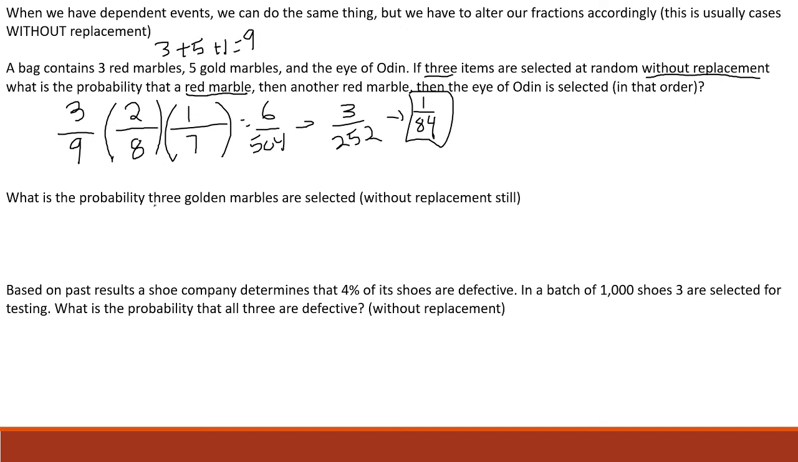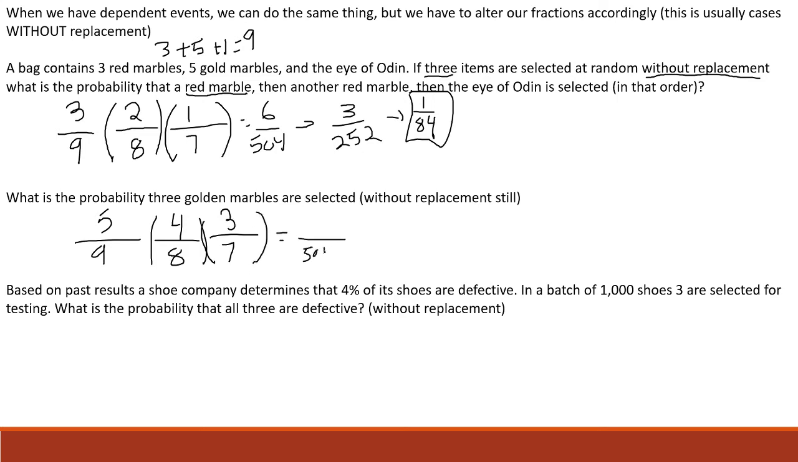So what if we have the probability that 3 gold marbles will be selected without replacement? Well, once again, I start with 9 marbles, of which 5 are gold, right? 5 gold marbles. Then I pick one. So now I have 8 things left, because there's an eye in there. And then now I only have 4 marbles that are golden. Then I pick that one. Well, now I only have 7 things left, and now there's only 3 gold marbles left. So it'd be 3 out of 7.